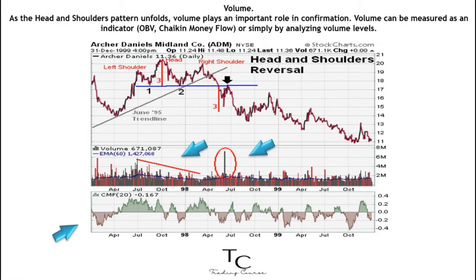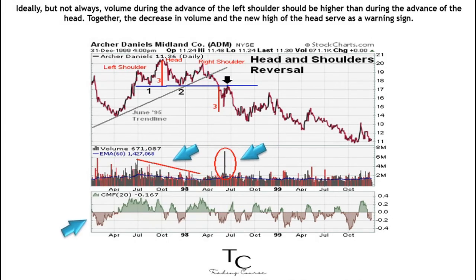Volume. As the head and shoulders pattern unfolds, volume plays an important role in confirmation. Volume can be measured as an indicator, such as OBV or Chaikin Money Flow, or simply by analyzing volume levels. Ideally, but not always, volume during the advance of the left shoulder should be higher than during the advance of the head. Together, the decrease in volume and the new high of the head serve as a warning sign.